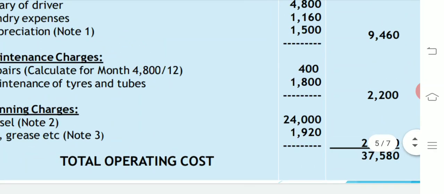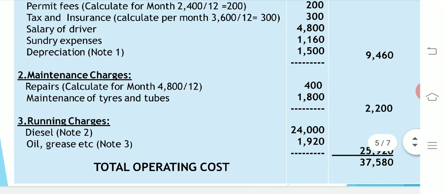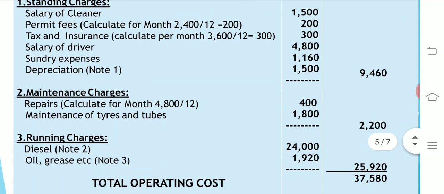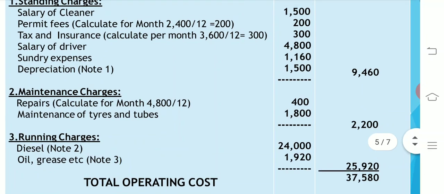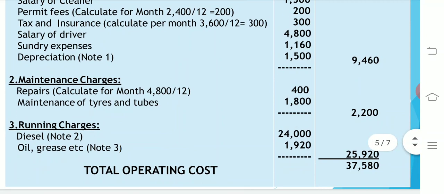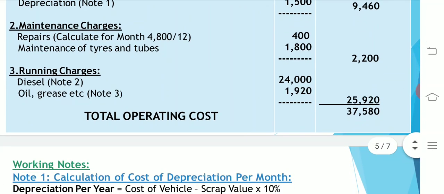So the total charges are: standing charges 9,460, maintenance charges rupees 2,200, running charges rupees 25,920. So total operating cost is 37,580. So the second step is over.